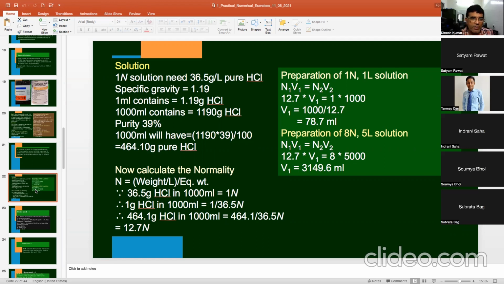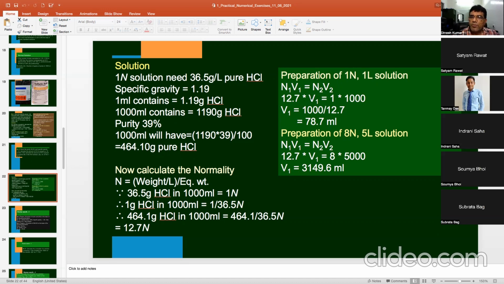Now you can simply calculate by this relationship: normality is equal to weight per liter divided by equivalent weight. So weight is 464.1 divided by the equivalent weight, that is 36.5, and you get the answer 12.7. I think your answer was right. 12.7. And now you want to prepare a solution of 1 normality and 1 liter. So N1 V1 = N2 V2. So the normality you have is 12.7, calculated by you.